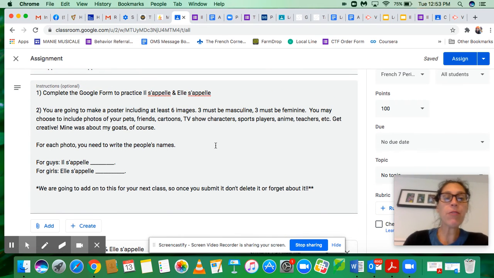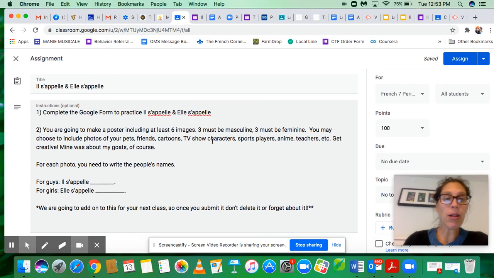For each photo, all you're doing is writing their names. So you're going to write Il s'appelle and the name of the person or animal in the photo if it's a boy, and then Elle s'appelle and the name of the person or animal in the photo if it's a girl. Okay? So 3 boys, 3 girls.